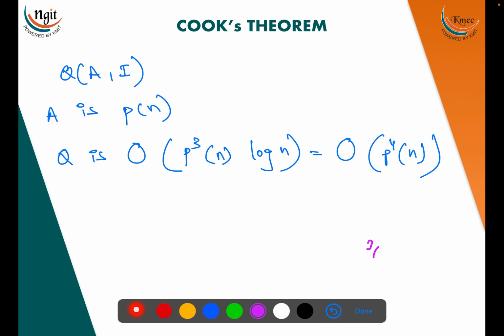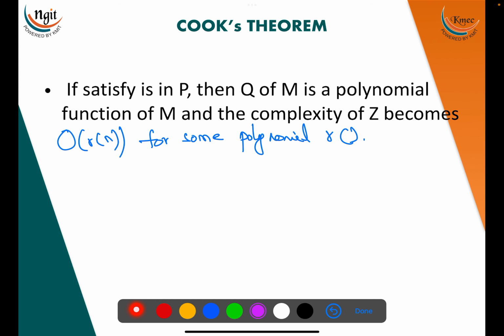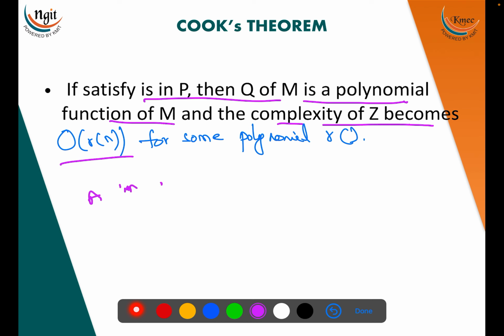Now if Q of M is the time complexity needed to determine whether a formula of length M is satisfiable, and if satisfiability is in P, then Q of M is a polynomial function of M and the complexity of Z becomes polynomial. Hence, if satisfiability is in P, then for every non-deterministic algorithm A in NP, we can obtain a deterministic Z in P. So the above construction shows that if satisfiability is in P, then P is equal to NP. So this is what Cook's theorem says.